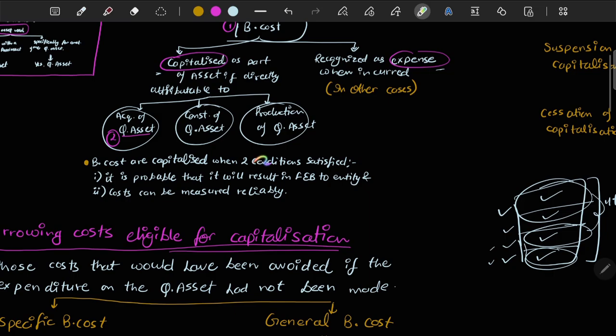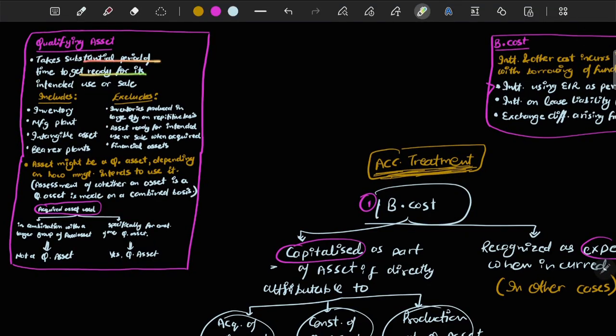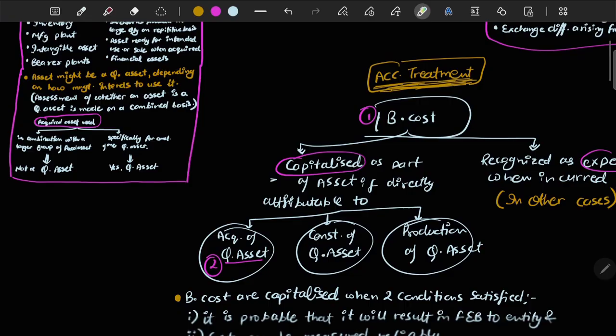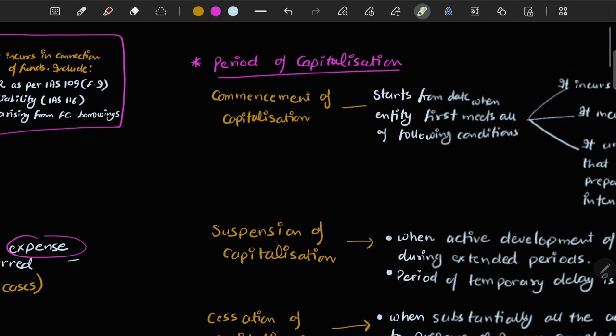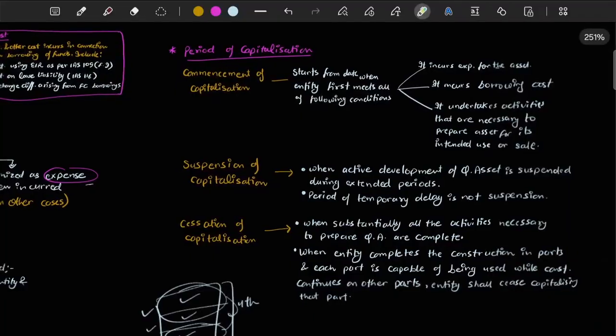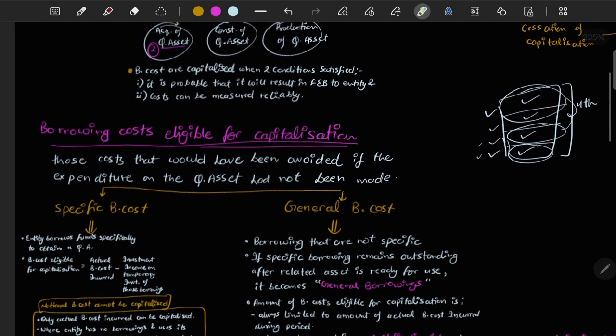Borrowing cost is capitalized if two conditions are satisfied: future economic benefit to entity and cost can be measured reliably. And what is qualifying asset? It takes substantial period of time to get ready for its intended use or sale, with includes and excludes, and on the basis of management assessment we capitalize related assets. Then the period: commencement of capitalization, suspension, cessation, and then borrowing cost.